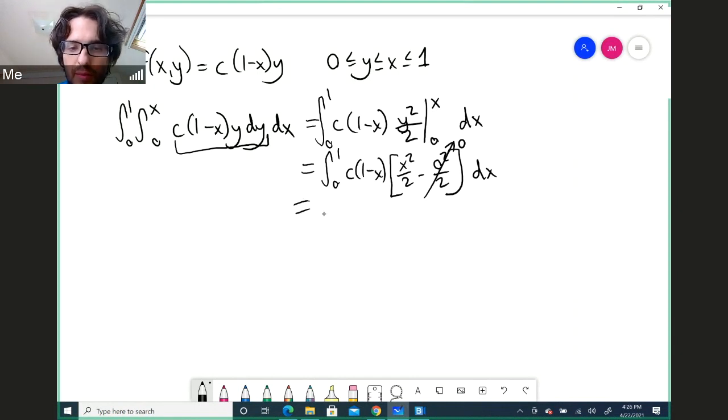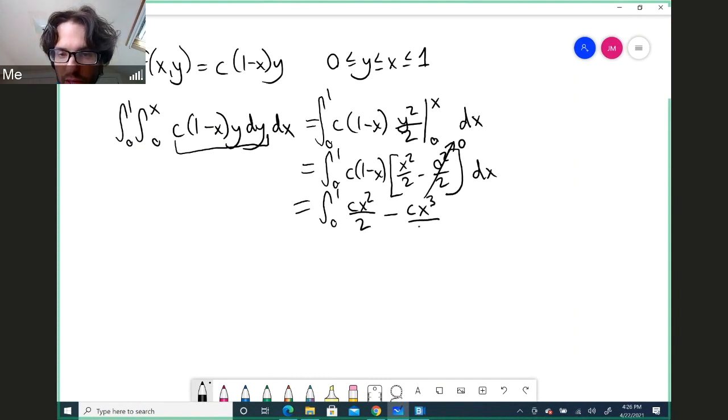The next thing we can do is write this a little more nicely. So we have 0 to 1, and we multiply this c by the 1, and then by the x squared over 2, so we have c x squared over 2. Then we multiply the c by the minus x, so that's minus c x times x squared over 2, which is minus c x cubed over 2. And this is of course all dx. This is still one integral.